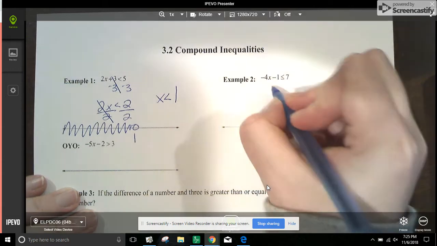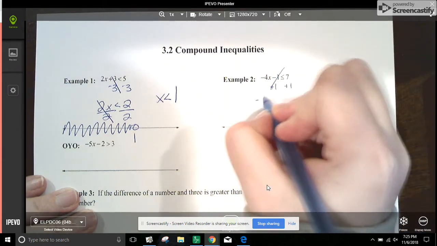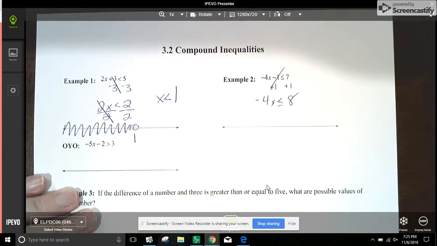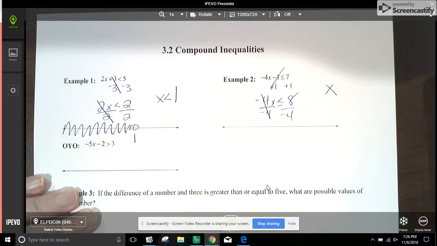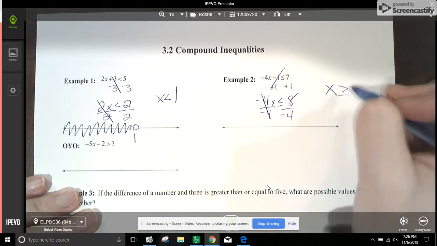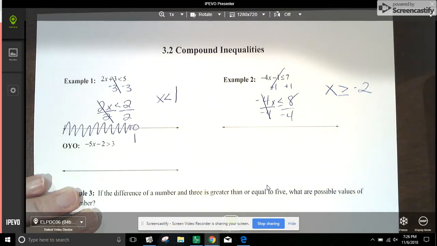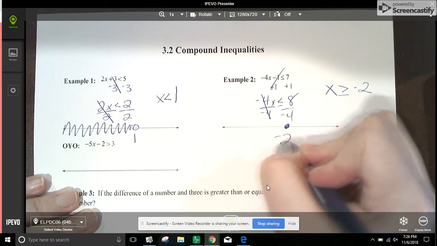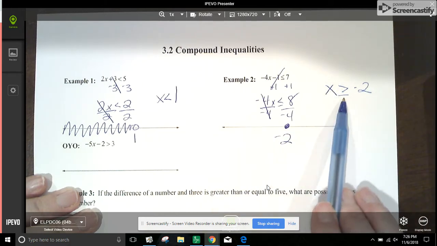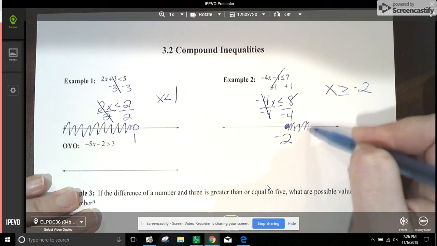For number 2, you would add the 1 over. Divide by -4. And then remember, whenever you divide or multiply by a negative, you have to flip the sign. So since I divided by -4, I now have to flip the sign. And then 8 divided by -4 is -2. So it is a closed circle, wherever you want to put -2, and x is greater than. So greater than would be to the right on the number line.